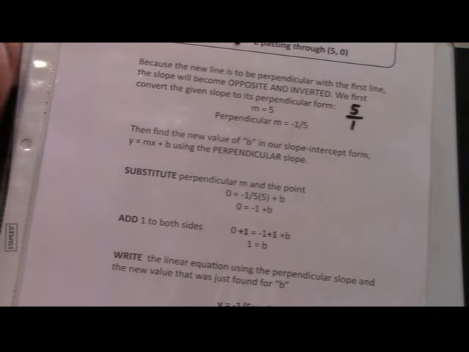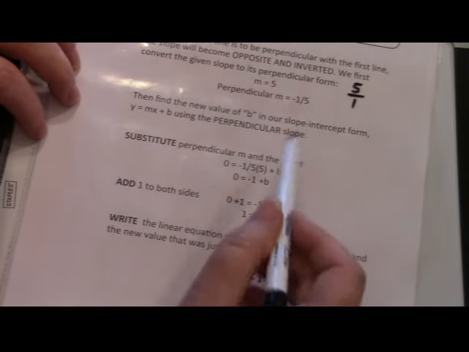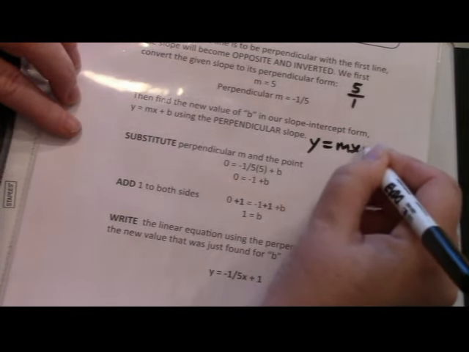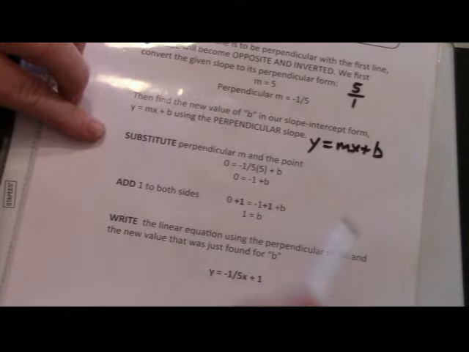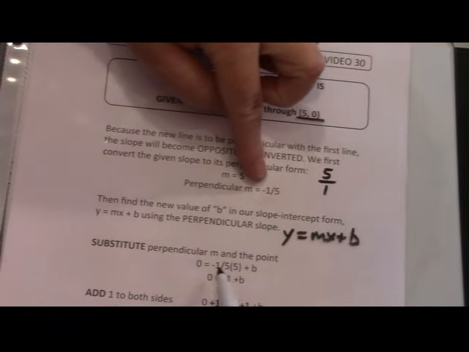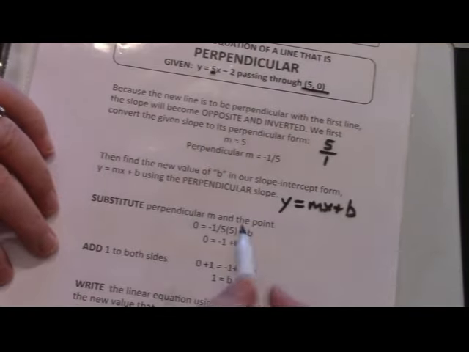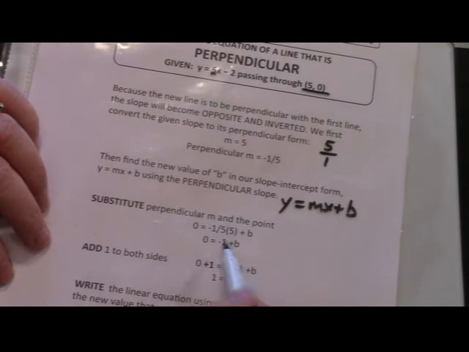Now everything's identical to what we did in the previous lesson, but instead of using the original slope given, we will use our new slope that we just converted to a perpendicular slope. So let's plug this in. y equals mx plus b. So we're going to substitute, and let's use the point we were given, 5, 0. So y is 0. Our new slope is negative 1/5. We multiply that by x, which is 5, and let's discover what our new value for b is. Well, negative 1/5 times 5 is negative 1.